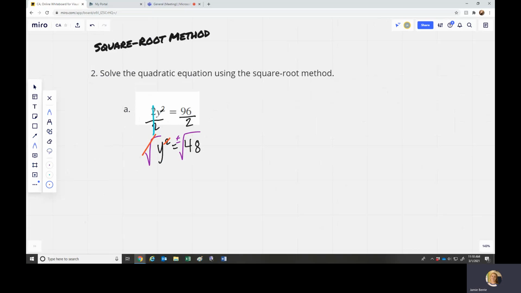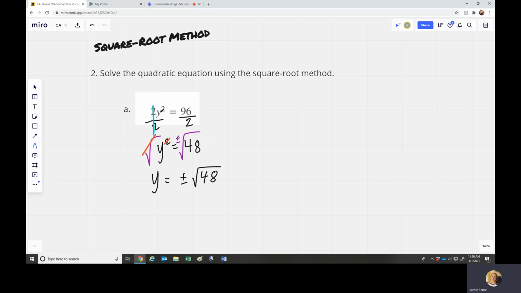Squares cancel with square roots. They are inverses, so they cancel each other out. So you have y equals plus or minus the square root of 48. All right, now 48 is not a perfect square. That means that there's no number that you can multiply by itself to get 48. But it does have perfect square factors.